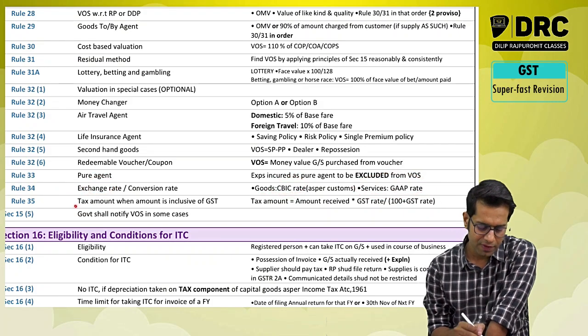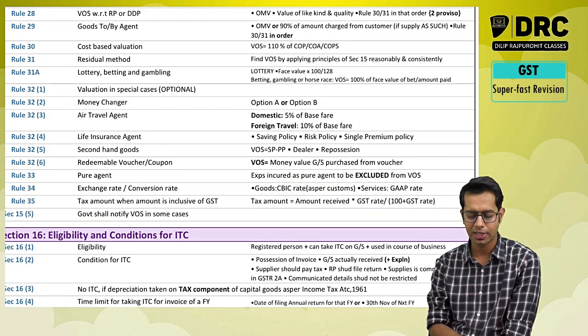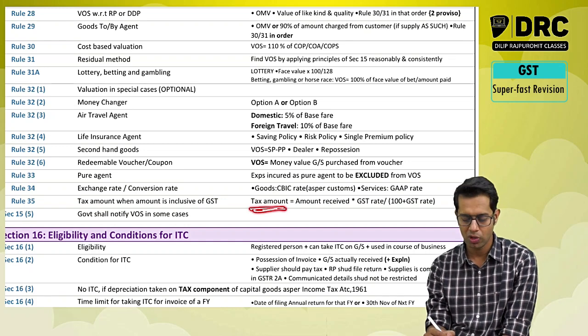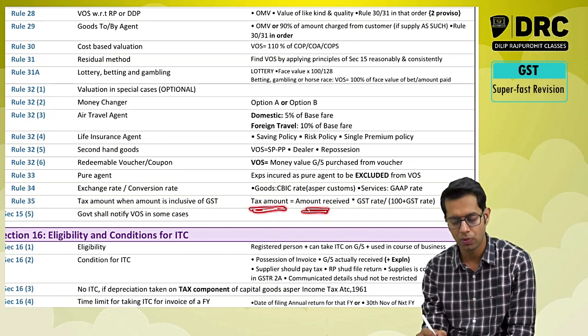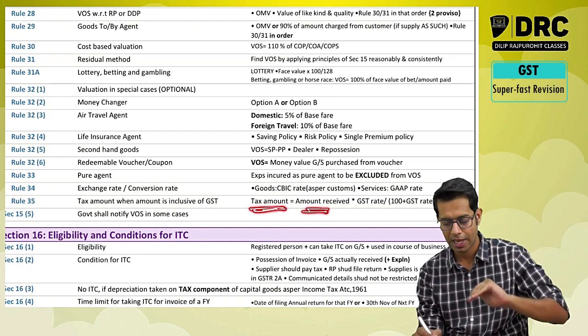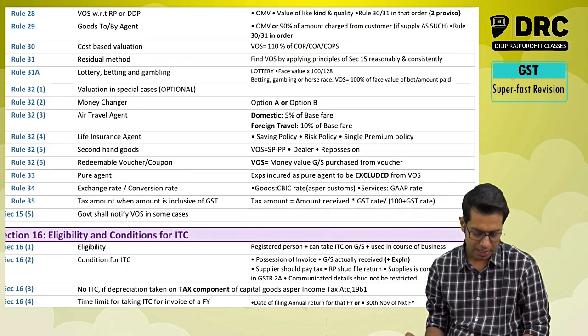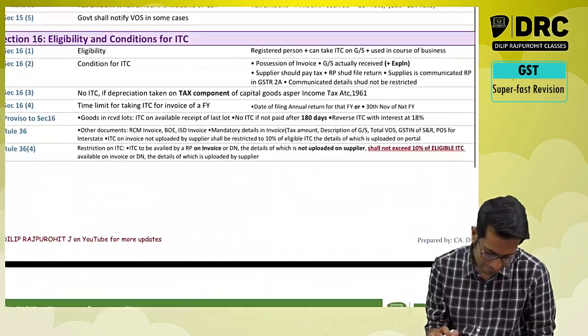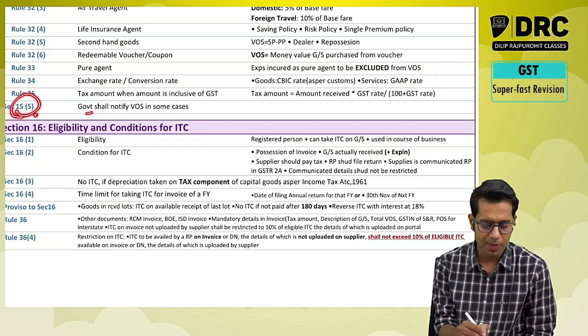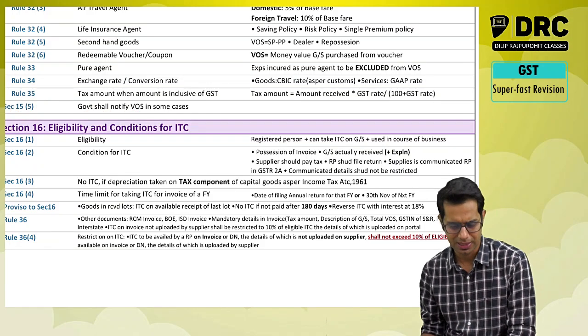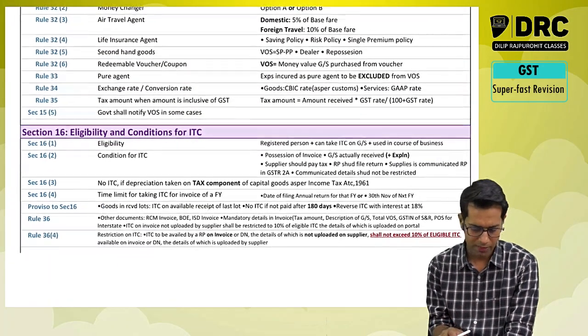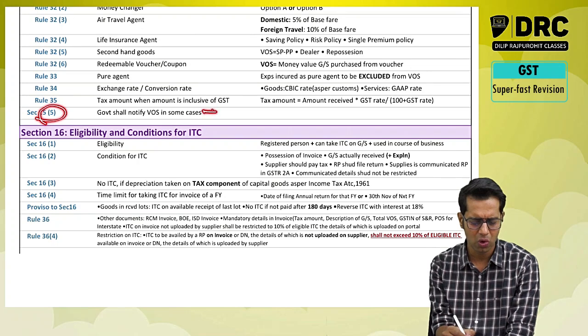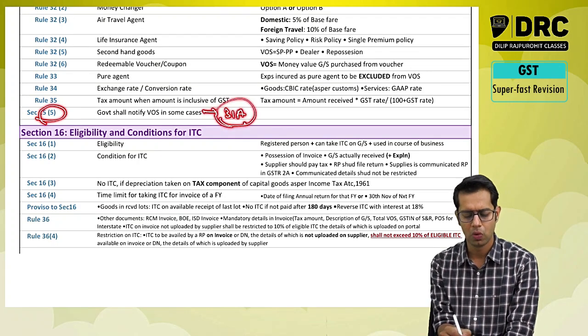And rule number 35 says if any amount is inclusive of taxes, then use this formula to find the tax amount. Tax amount shall be equal to the amount you have received including tax, into GST rate, divided by 100 plus GST rate. Section 15 subsection 5 says the government may notify value of supply in some cases. Those cases the government has not yet notified. The one case which the government has notified is with respect to lottery, rule number 31A.